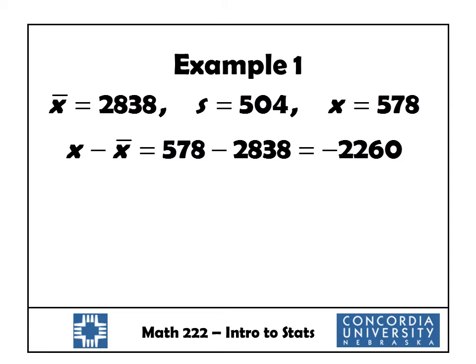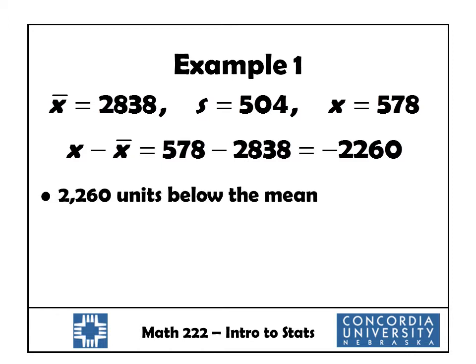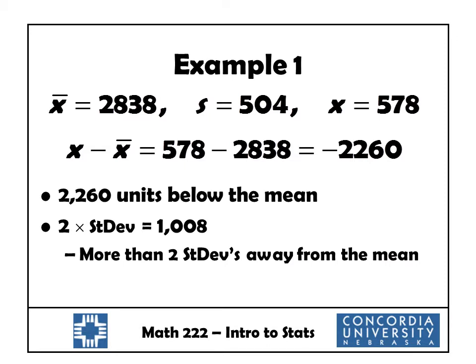So in this set of data we have a mean of 2838, a standard deviation of 504, and an x value of 578. Let's look at the distance that this x value is from the mean. x minus x bar, we do that arithmetic, is negative 2260. Negative means that this x value is below the mean. Notice that this is more than 2 standard deviations away from the mean. 2 times the standard deviation is 1008, so this data value is more than 2 standard deviations away from the mean.